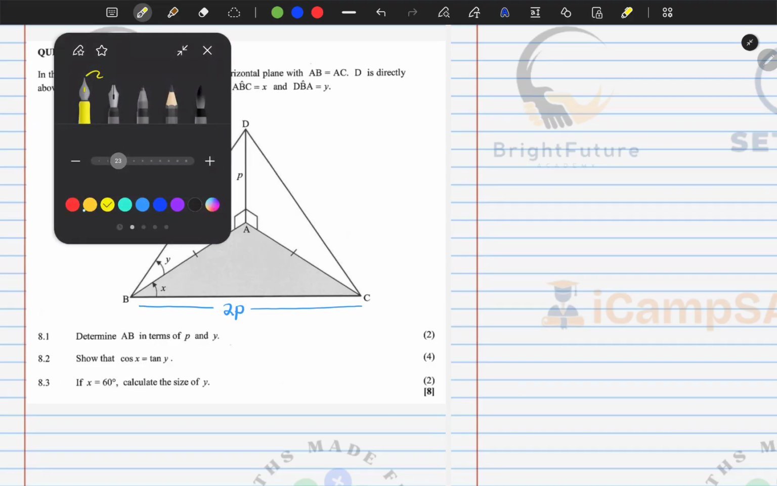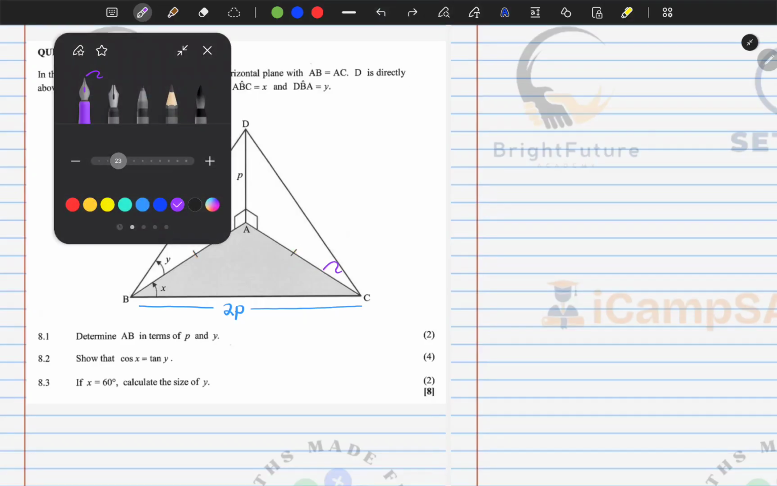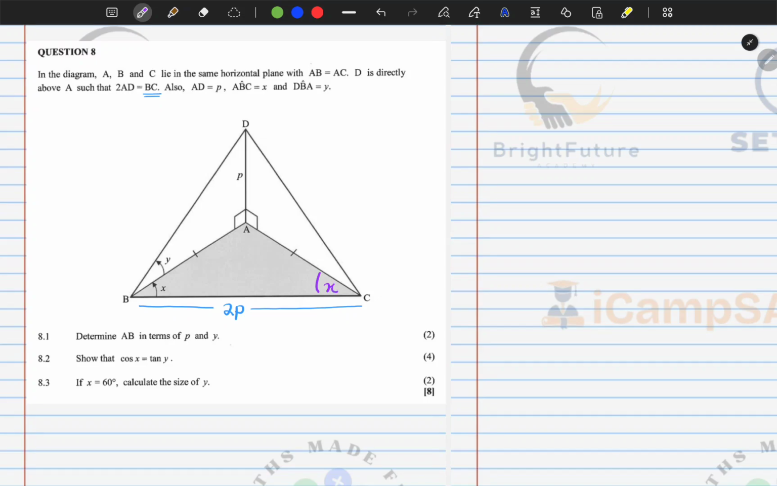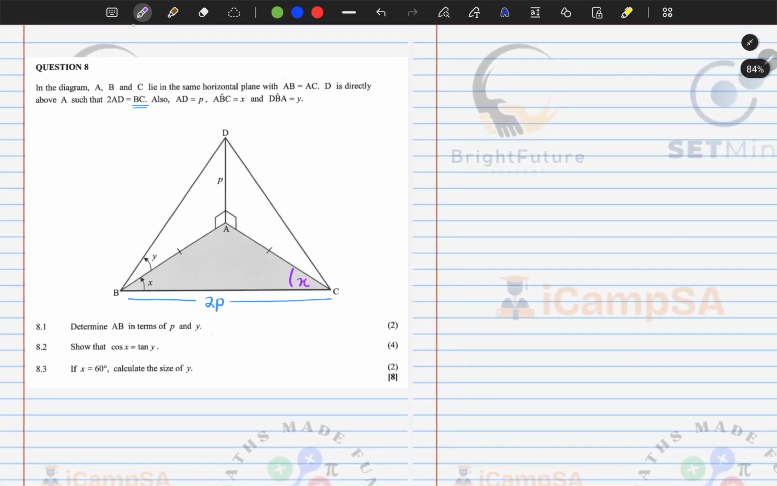And we are given that our angle ABC is X. And because these are equal, you should know the properties of an isosceles triangle, this is also going to be equal. So I'm just labeling what we know, and we are given the angle Y there, and that is all we are given. Okay, so let's go ahead and look at 8.1.